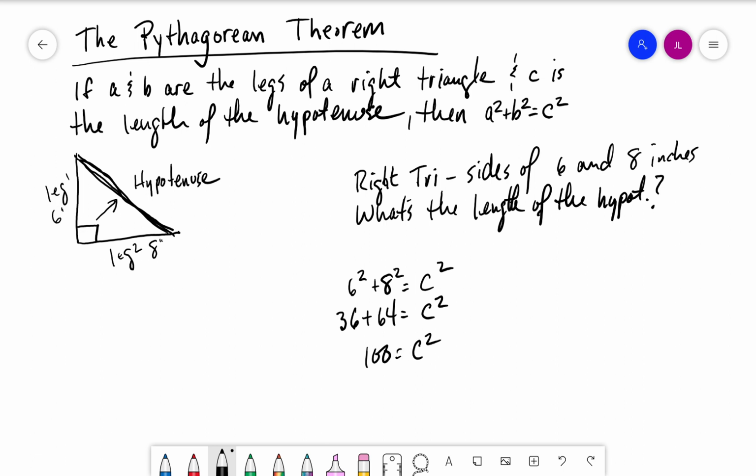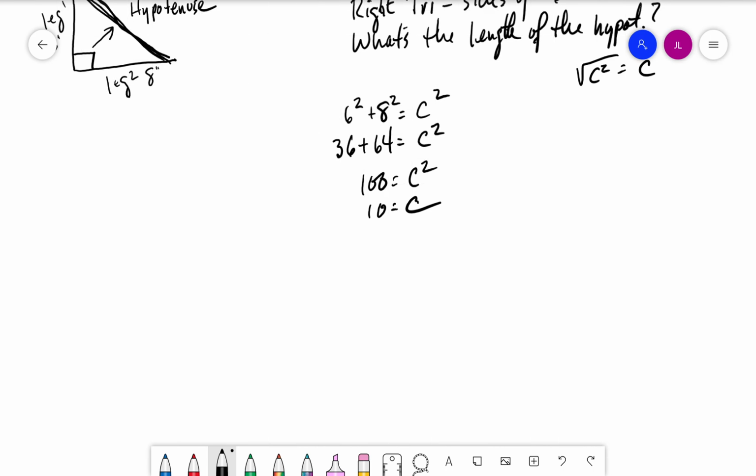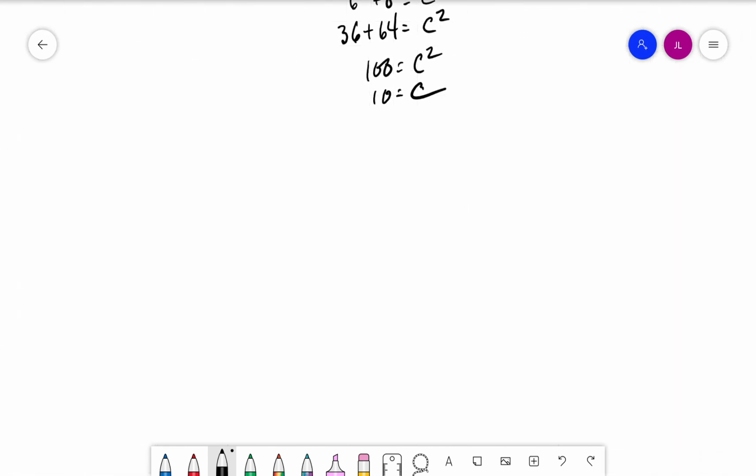So how do we take a number that is squared and get it so it's not squared, so it's just a constant? Well, we take the square root of both sides. The square root of c squared is just c, since the square root of anything squared is itself. So if we take the square root of both sides, we get 10 is equal to c. Let's look at another example here.